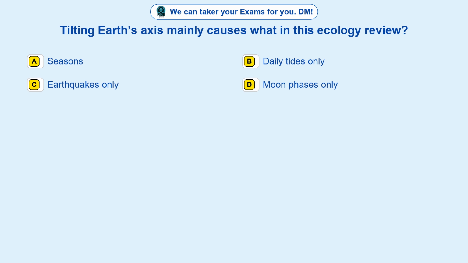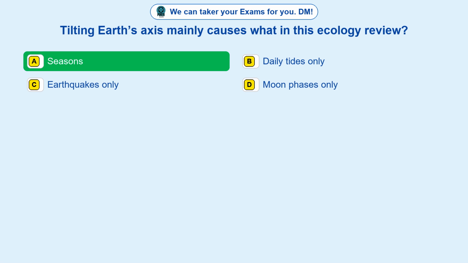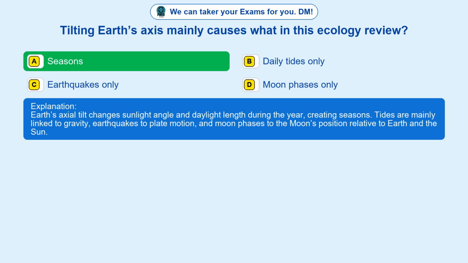Question 89. Tilting Earth's axis mainly causes what in this ecology review? Option A, seasons. Option B, daily tides only. Option C, earthquakes only. Option D, moon phases only. The correct answer is option A. Seasons. Earth's axial tilt changes sunlight angle and daylight length during the year, creating seasons. Tides are mainly linked to gravity, earthquakes to plate motion, and moon phases to the moon's position relative to Earth and the Sun.